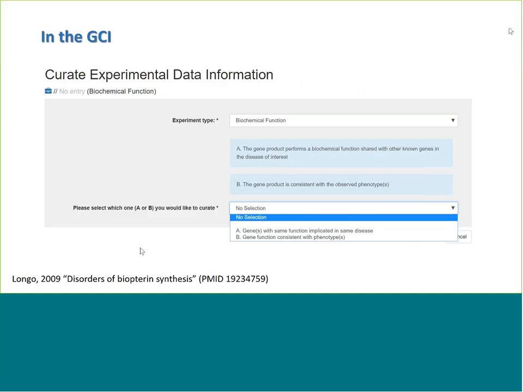All right, before we move on, I did just want to show how this looks in the GCI. Again, many of you may be familiar with this, but I had selected here biochemical function, and then it will give you the option to select either A, that the gene product is performing a biochemical function shared with other known genes in the disease of interest, or option B, the gene product is consistent with the observed phenotypes. So for my example, I could do one entry for A and one entry for B and then score appropriately.